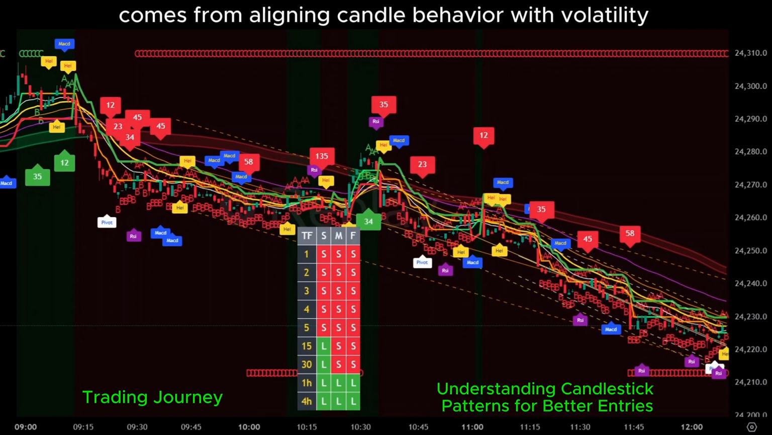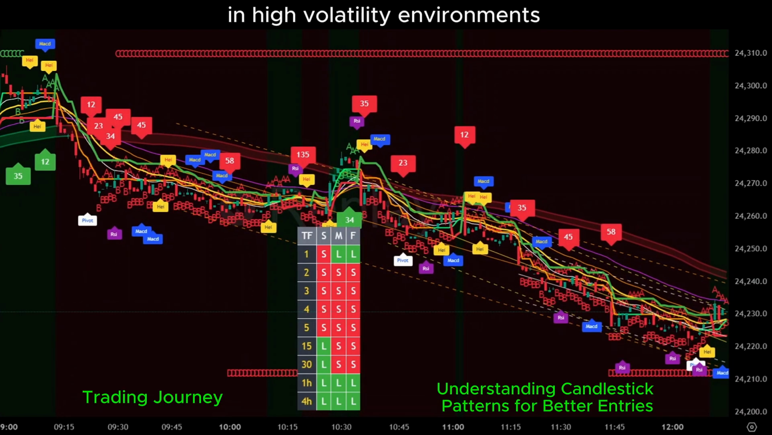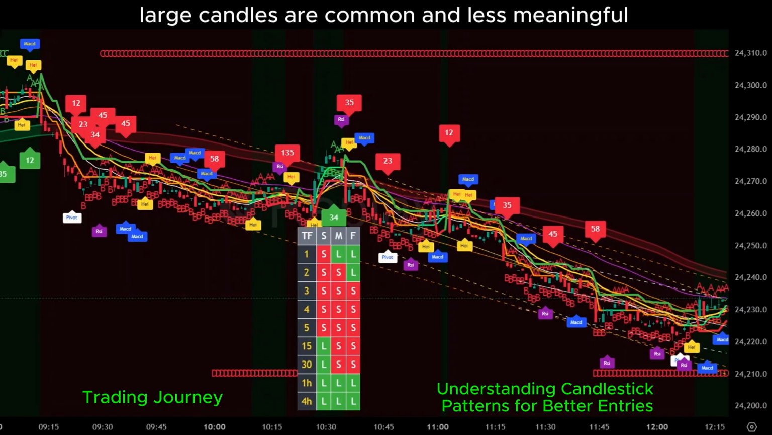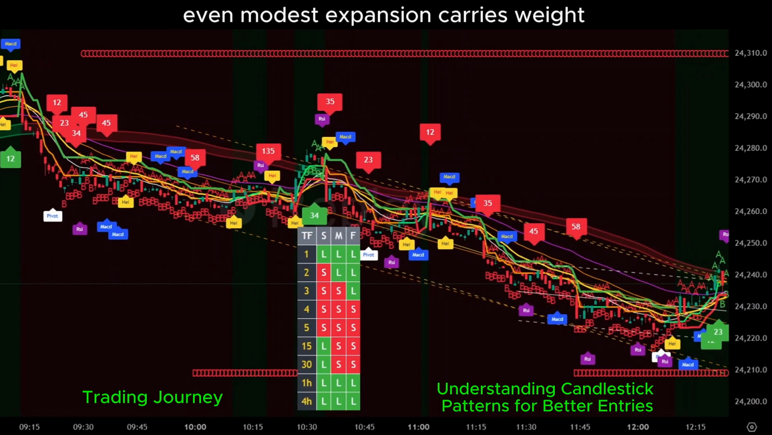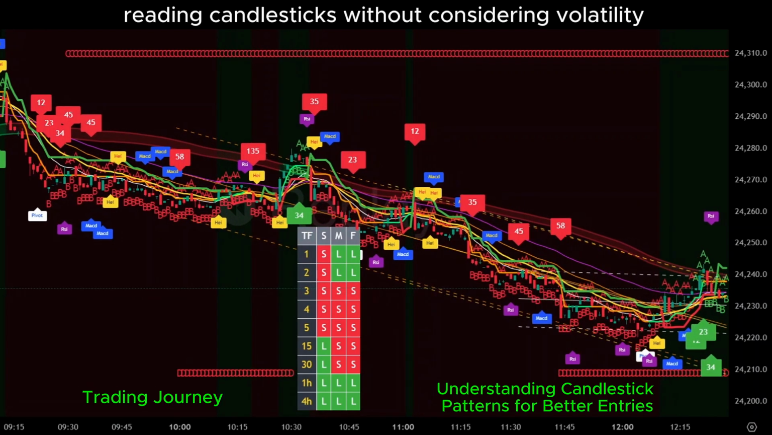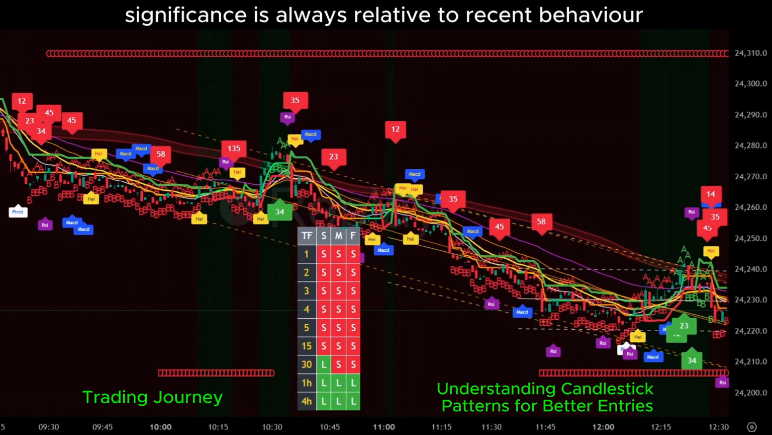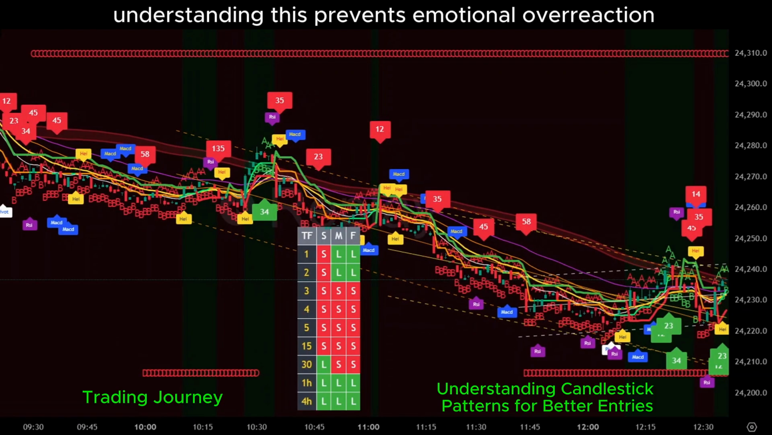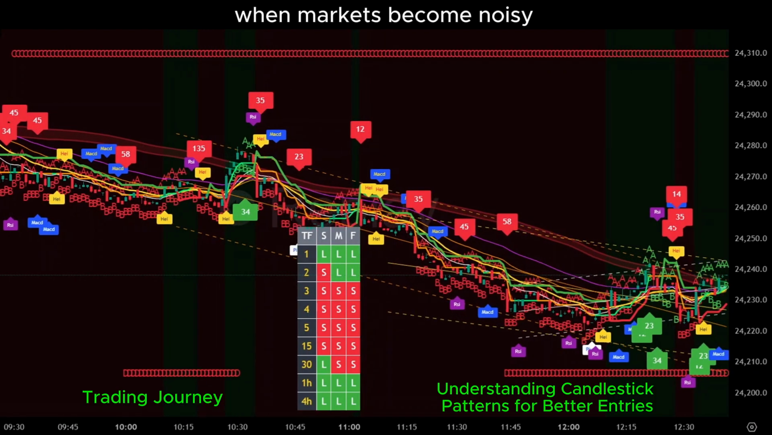Another refinement comes from aligning candle behavior with volatility. In high volatility environments, large candles are common and less meaningful. In low volatility environments, even modest expansion carries weight. Reading candlesticks without considering volatility leads to misinterpretation. A candle's significance is always relative to recent behavior. Understanding this prevents emotional overreaction and helps traders stay selective when markets become noisy.